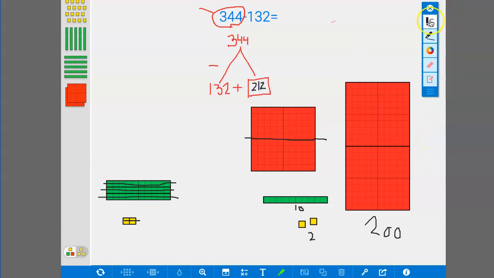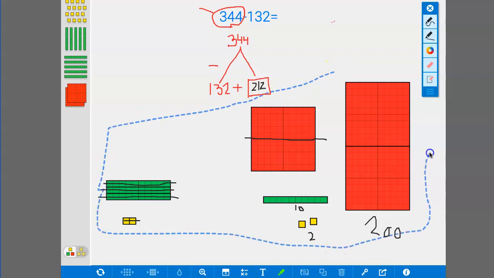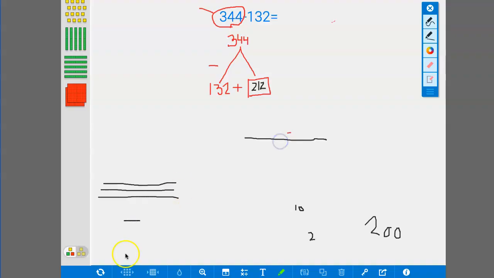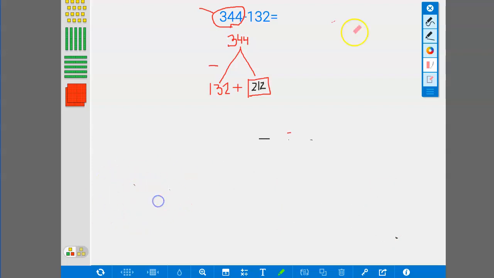Okay, I'm going to get rid of my base 10 blocks, and I'm going to show you some other ways you can solve this. And I'm going to erase some of this. So 212. I'm going to show you how to use number bonds now. Okay, so let's set it up here. And I'm actually going to erase this too.